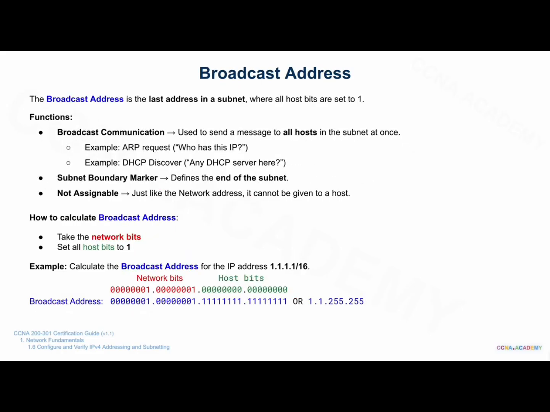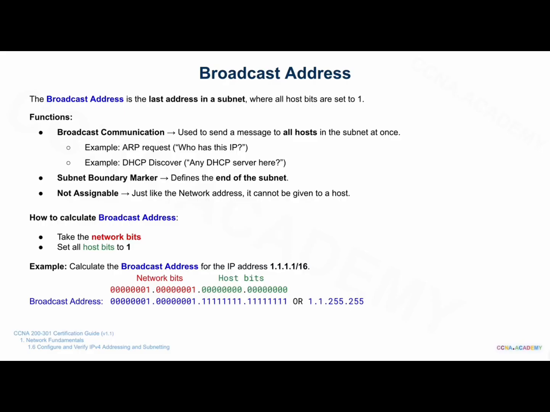The broadcast address is the last address in a subnet, where all host bits are set to 1. It's used to send a message to all devices within that subnet at once and can't be assigned to a host. To calculate it, keep the network bits the same and set all host bits to 1.